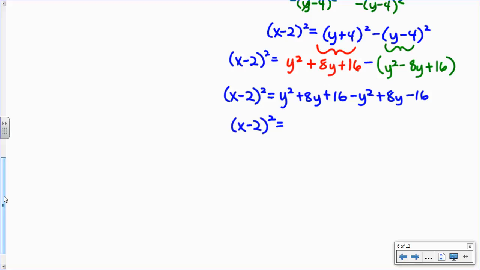Y squared minus y squared cancels. 8y plus 8y gives me 16y, right? 16 and negative 16 cancels. Okay, well, I'm close. I'm almost there. I'm trying to write an equation. So which is the squared term, the x or the y? What I have left, which one has the squared with it, x or y? Yes, x.